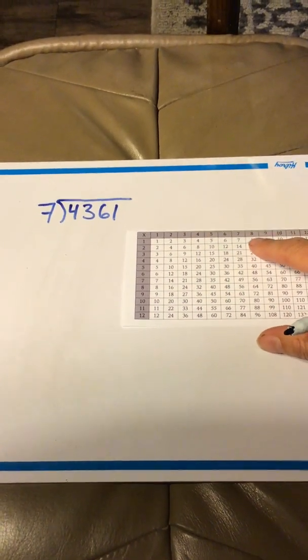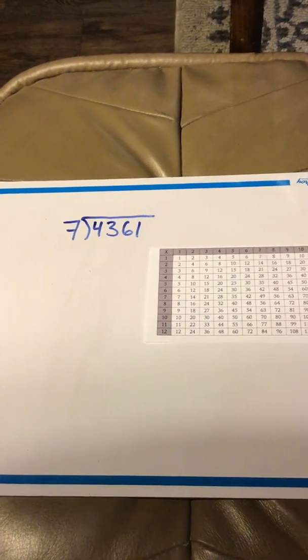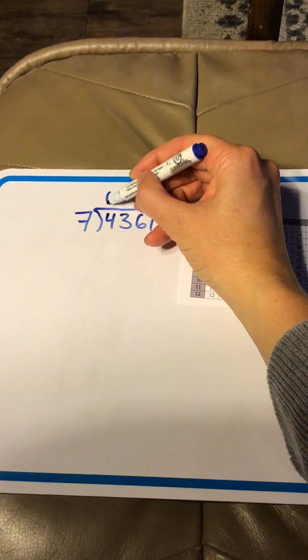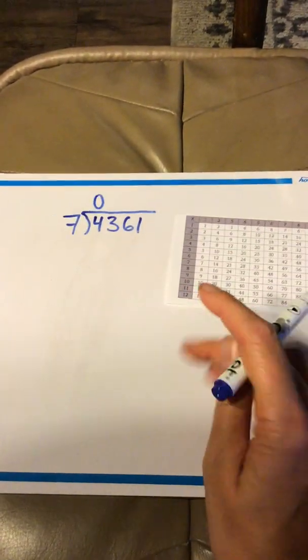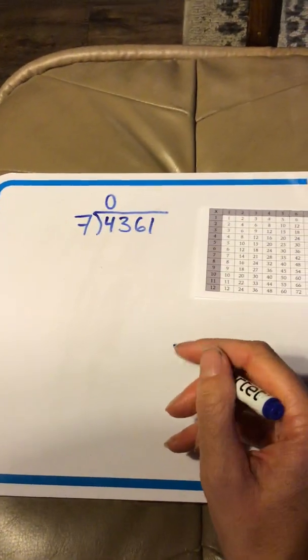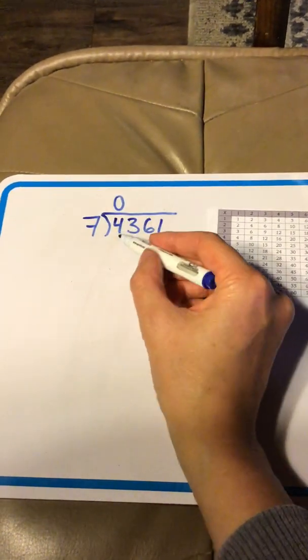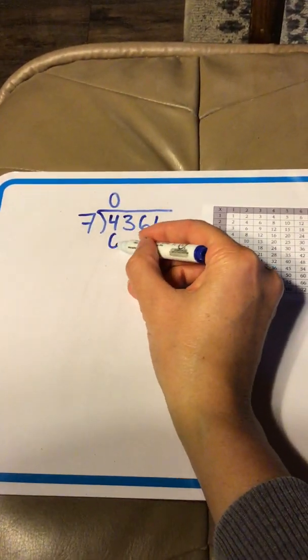In this case, it is not possible. So if we can't share it and nobody gets anything, the number we're going to write on the roof is a 0, because 0 means nobody got anything. We actually couldn't share it. Okay, then Mama multiplies 0 times 7. Anything times 0 is 0.